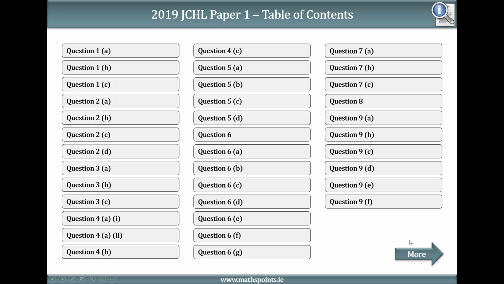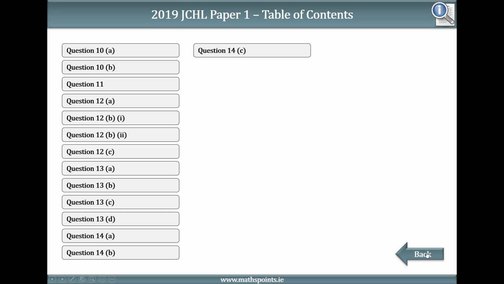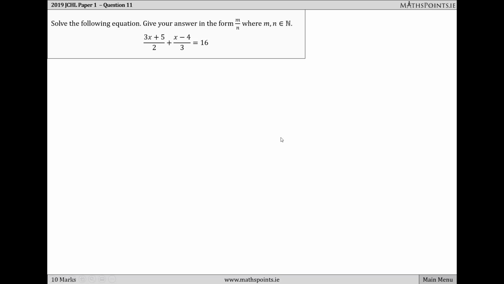So we're going to take a look at a junior cert higher level algebraic fractions question. So it's 2019 question 11, paper 1. And we've been given this equation here, (3x + 5)/2 + (x - 4)/3 is equal to 16. We're asked to solve this equation, which means that our last line should have x equals and then whatever the answer is going to be.